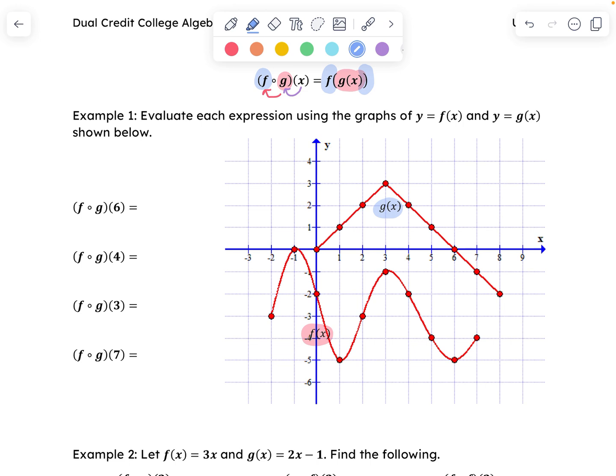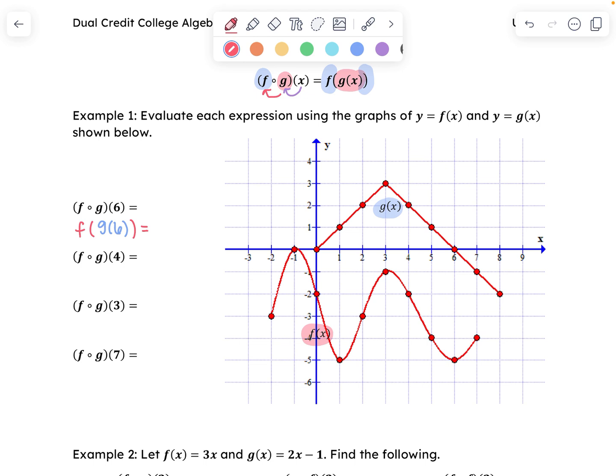I like to rewrite mine because it makes a little more sense to me when it's written with the parentheses instead of with that open dot. It just gets you used to how it would look both ways. If I have f of g of 6, you could also write that as f of, and then inside of it you would put g of 6. Remember, we're going to work from the inside out, or from the right to the left. We're going to start by taking that 6 and plugging it into our g of x function first.